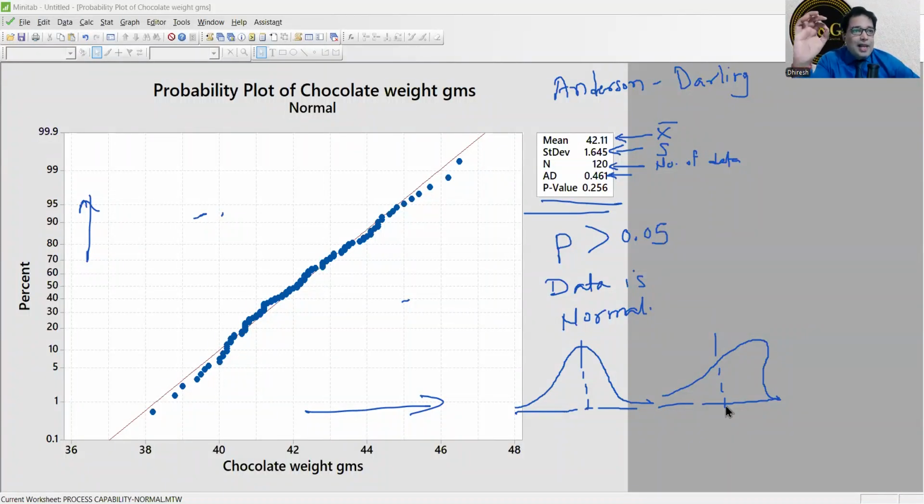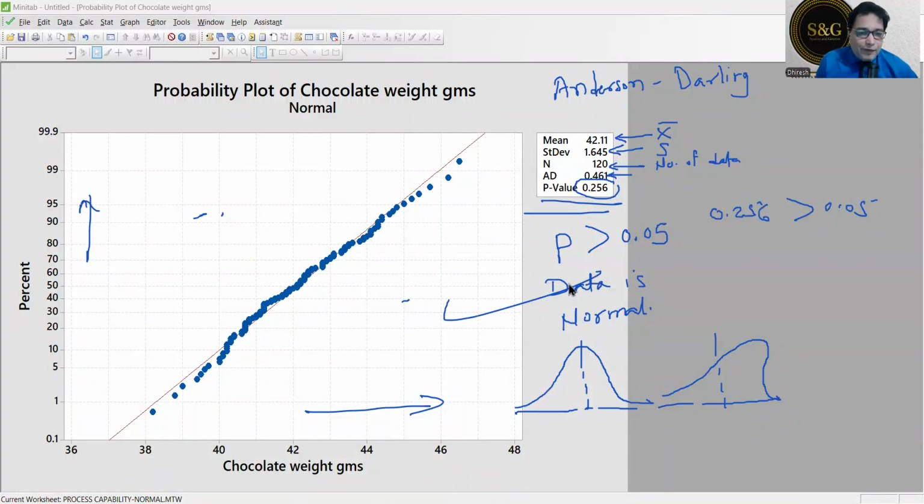Yes. So the p value is greater than 0.05. It is greater than 0.05. The p value is 0.256, which is absolutely greater than 0.05. So we can say the data is normally distributed.